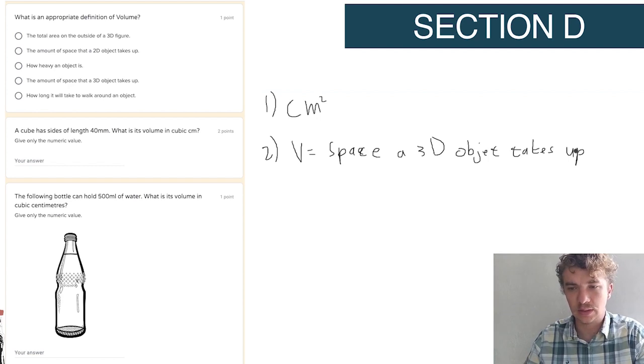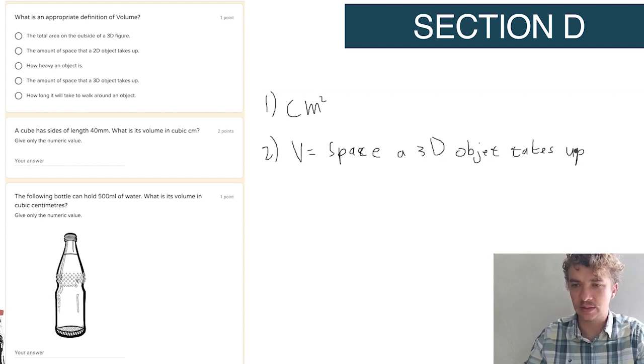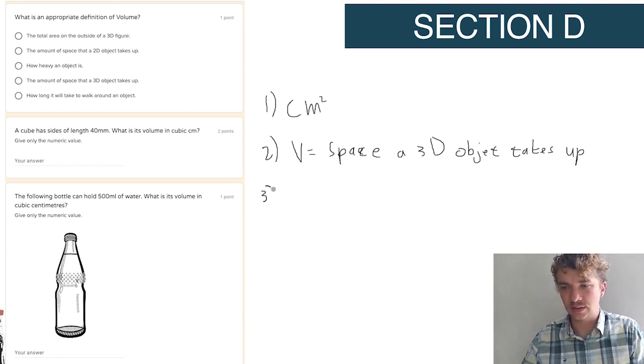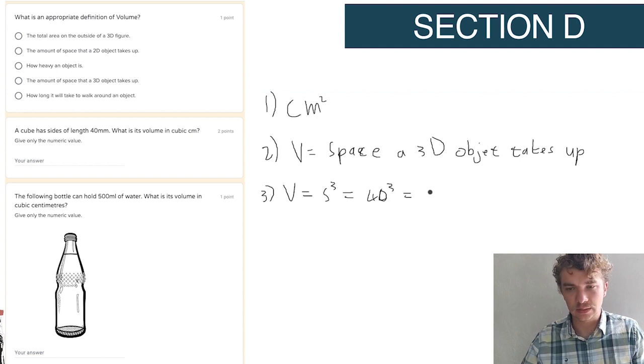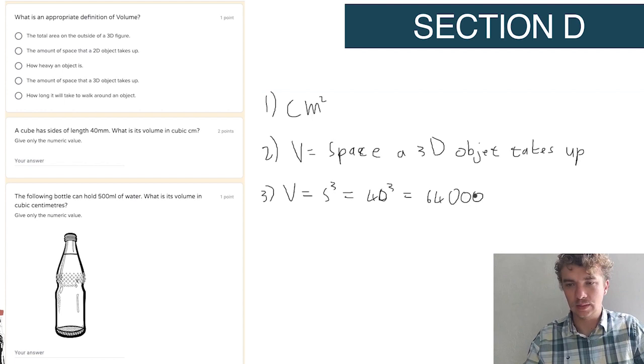Okay, next question. A cube has sides of length 40 millimeters. What is its volume? So to answer this question, you need to know that the volume of a cube is given by the side length to the power of 3. And since it's 40 millimeters, it's just 40 to the power of 3, which is equal to 64000. So it's 64,000 cubic millimeters. And then they ask for only the numeric values, and then we write 64000.